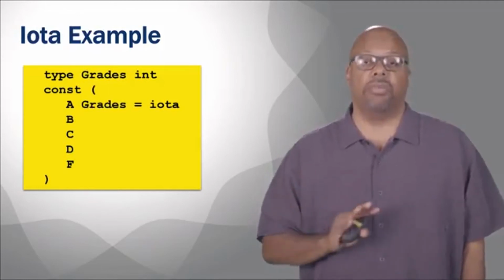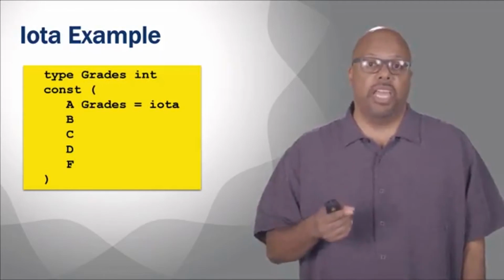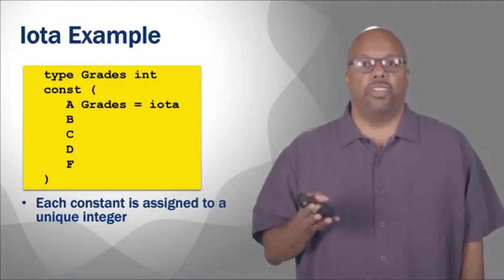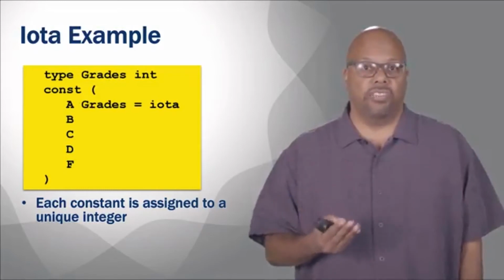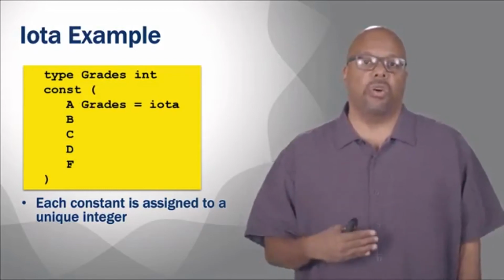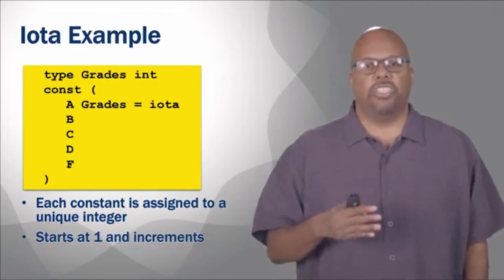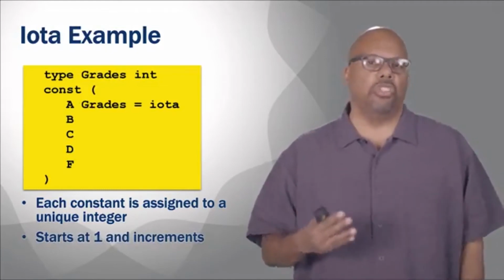I don't say iota. None of that. They just do it on the top. And what will happen is automatically iota will assign a value to the first constant, and then it'll assign a different one to the next one, a different one to the next, and so on. And actually what the implementation does is that it starts at 1. So A would be 1, B would be 2, C would be 3.